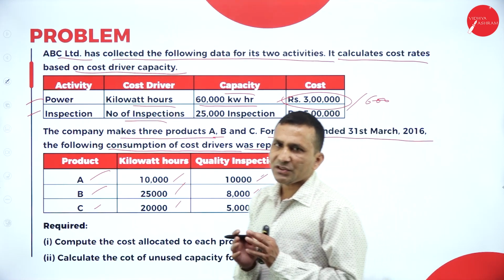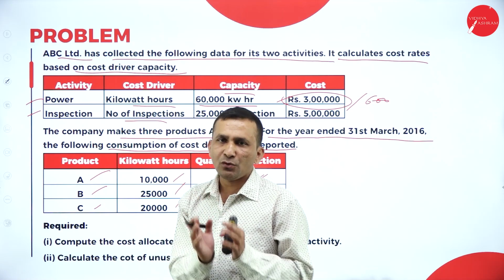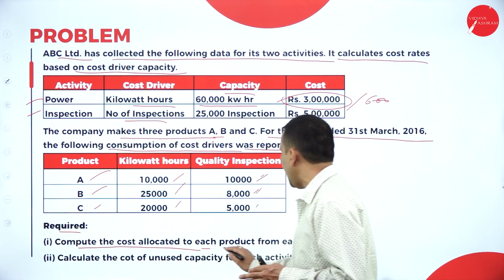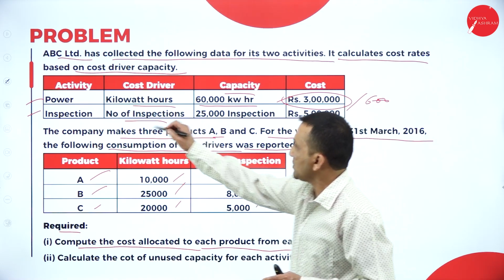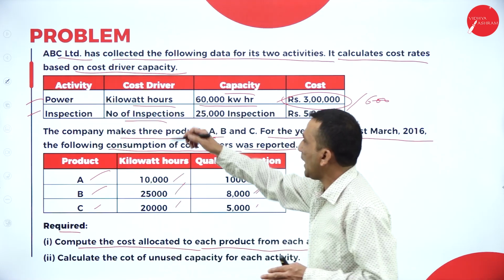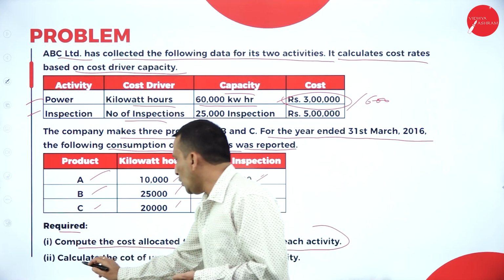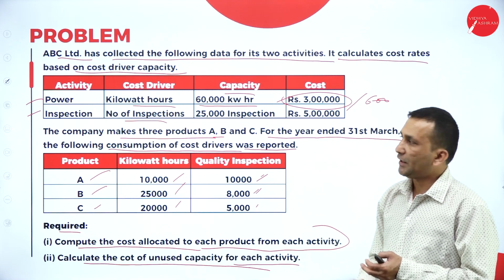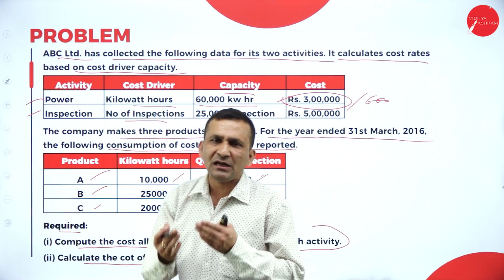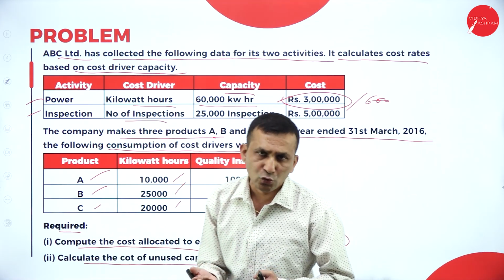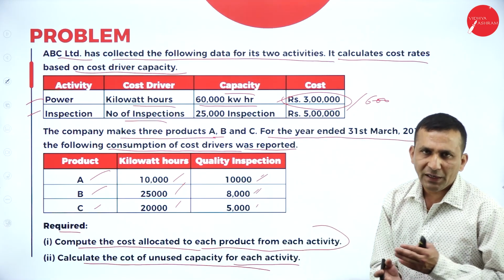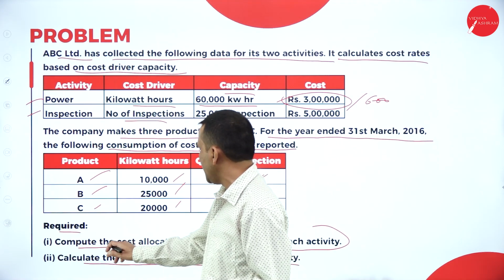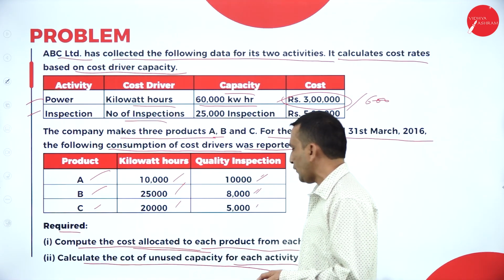So there are two questions based on the information they provided. First, compute the cost allocated to each product from the activities, because there are only two activities, power and inspection. And second, calculate the cost of unused capacity of each activity, that is, whatever is not going to real productivity in the usage. So now the first question is to find out the cost allocation for each product.